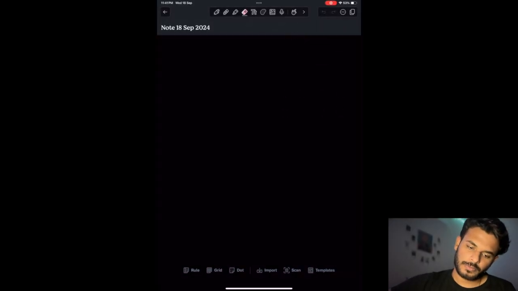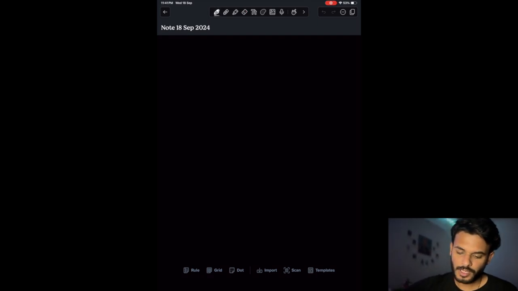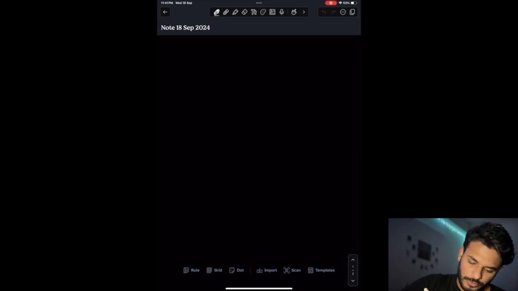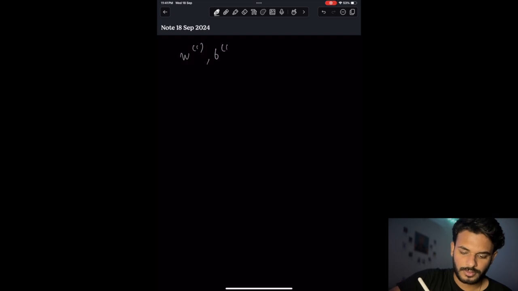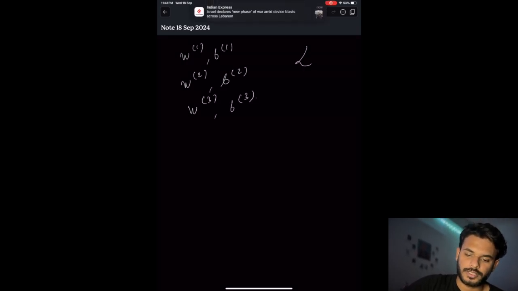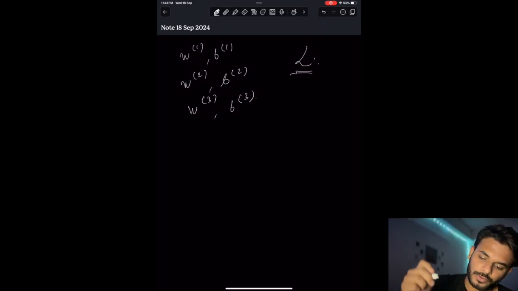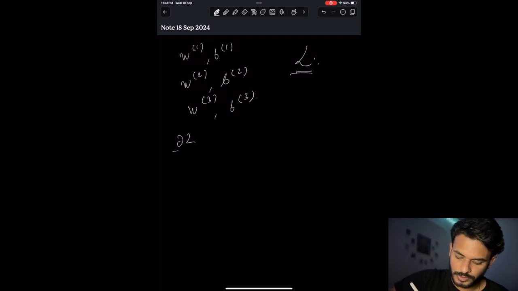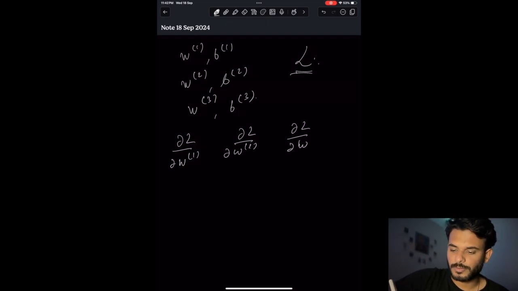Let's start backpropagation on a fresh slate, because that one got a bit messy. From forward propagation, we had weight 1, B1, weight 2, B2, and then weight 3, B3. We had a certain term, the calculation of loss, and now we have to calculate the derivative of loss with respect to W1, the derivative of loss with respect to W2, and the derivative of loss with respect to W3.